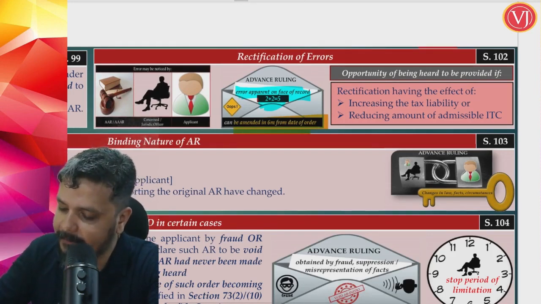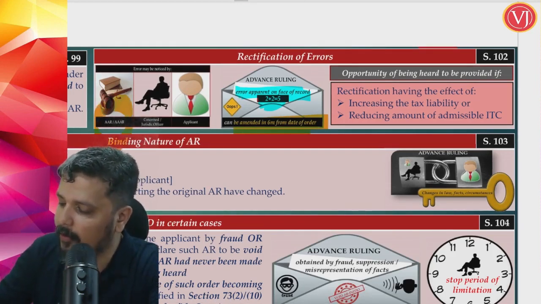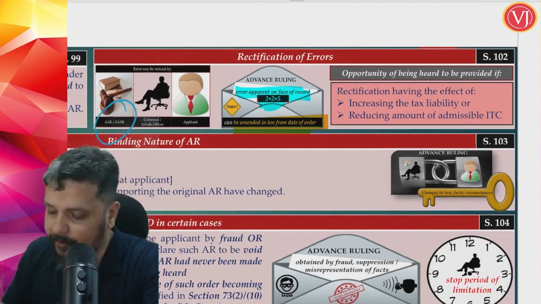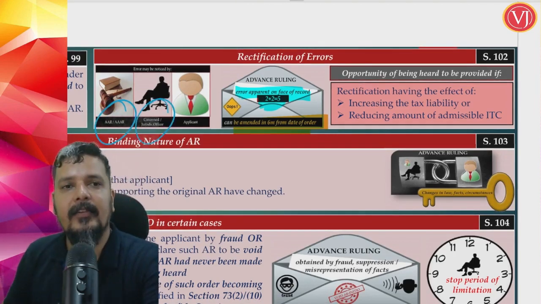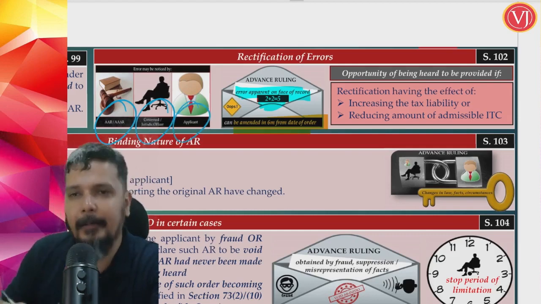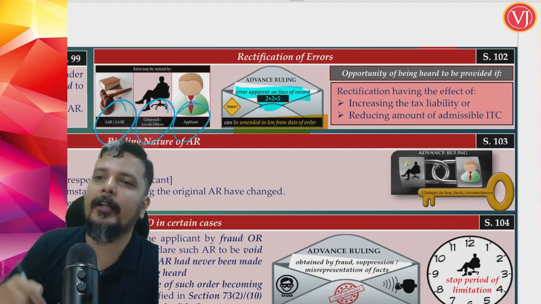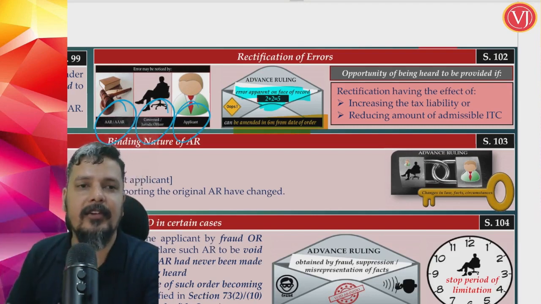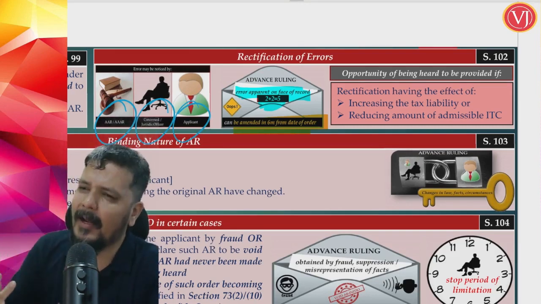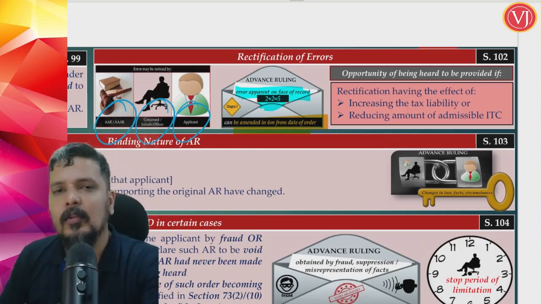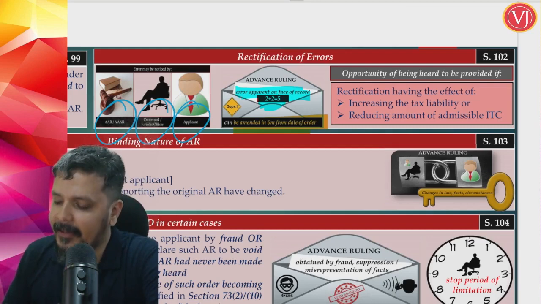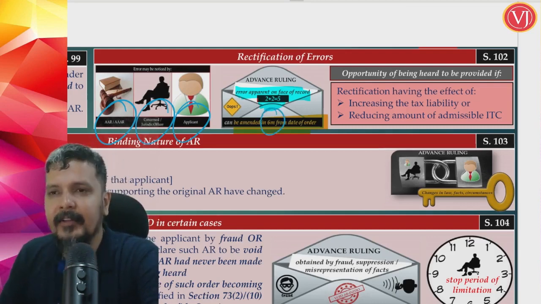This issue can be raised either by AAR or AAAR themselves, or the concerned officer, jurisdictional officer, or applicant. The error could have been pointed out by the applicant, the concerned officer or the jurisdictional officer, or AAR or AAAR can suo motu find out that mistake and try to rectify it. But that has to happen within 6 months.